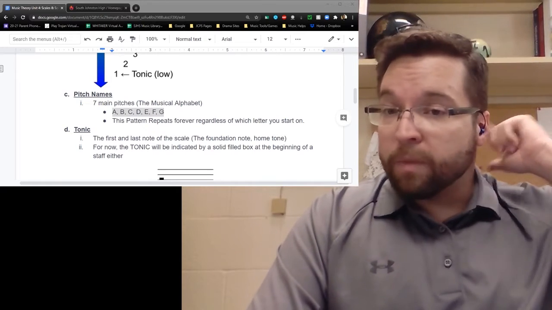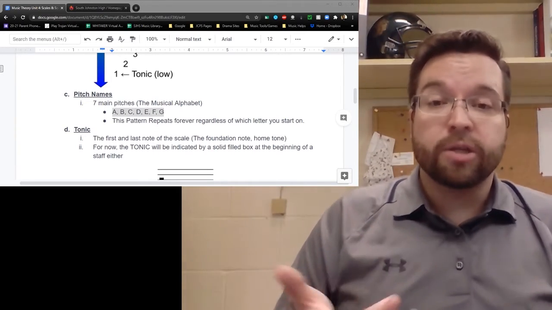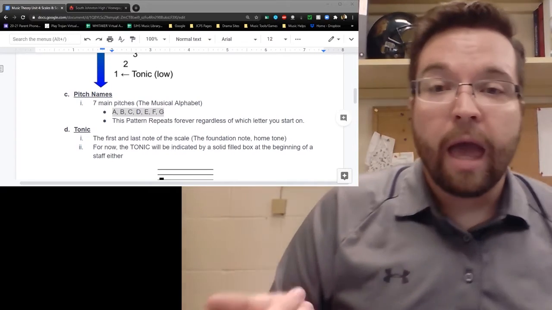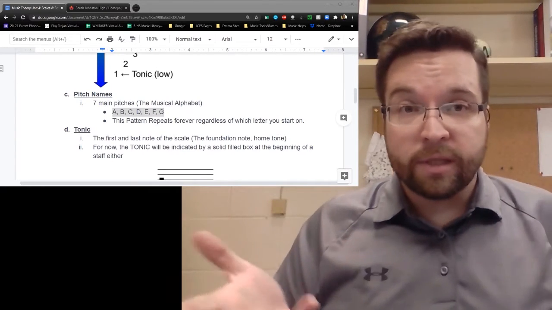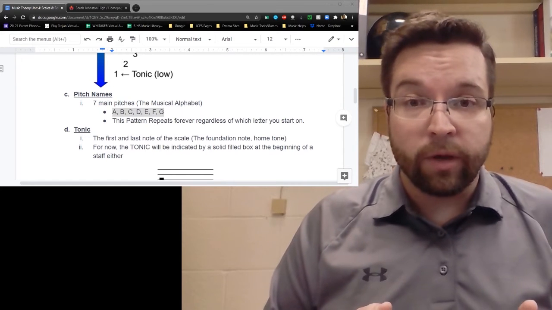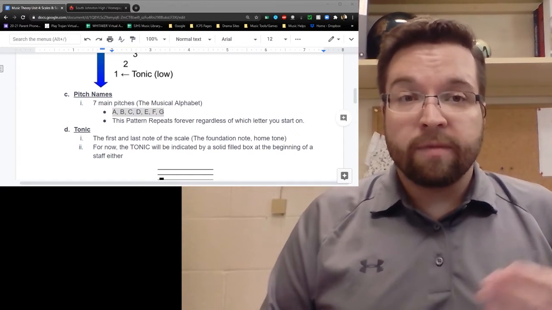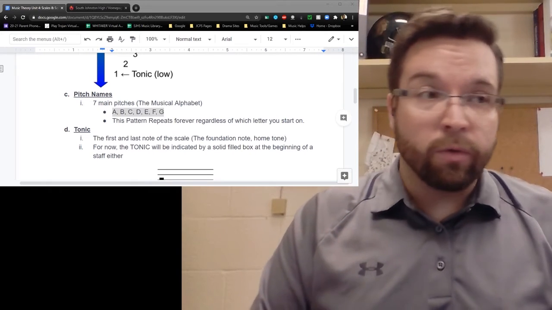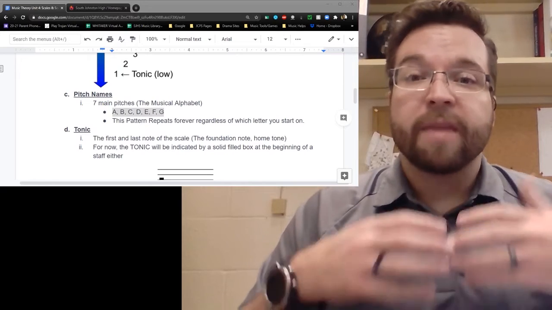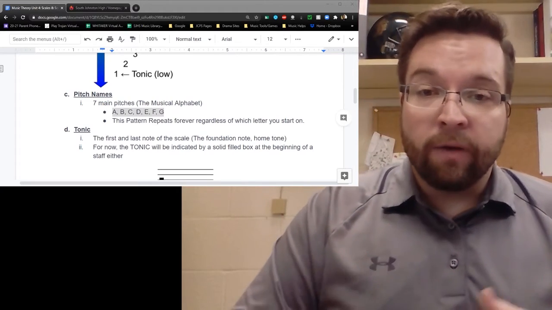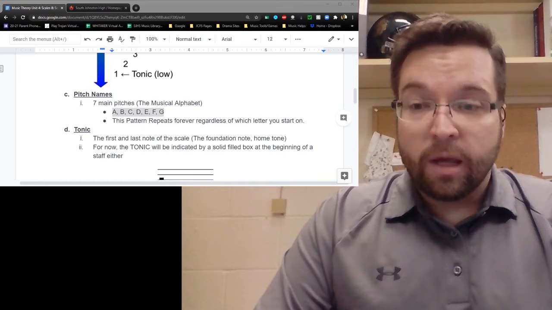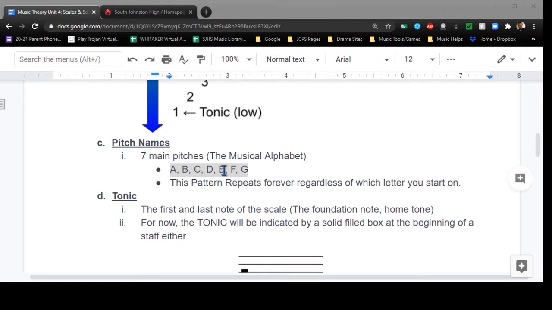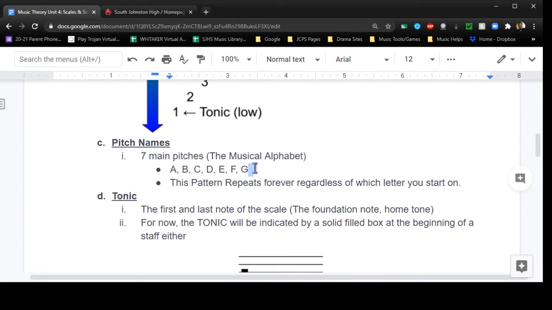If you think of reading music, you think of pitches as if they were ice cream. We have several flavors, several variations of ice cream, but it's still ice cream. Even though you have vanilla, chocolate, Rocky Road, or pistachio, it's still ice cream, just different variations. The same thing goes with pitches. When we read and label pitches, these are the 7 basic pitch names, A through G. Now this pattern will repeat forever.